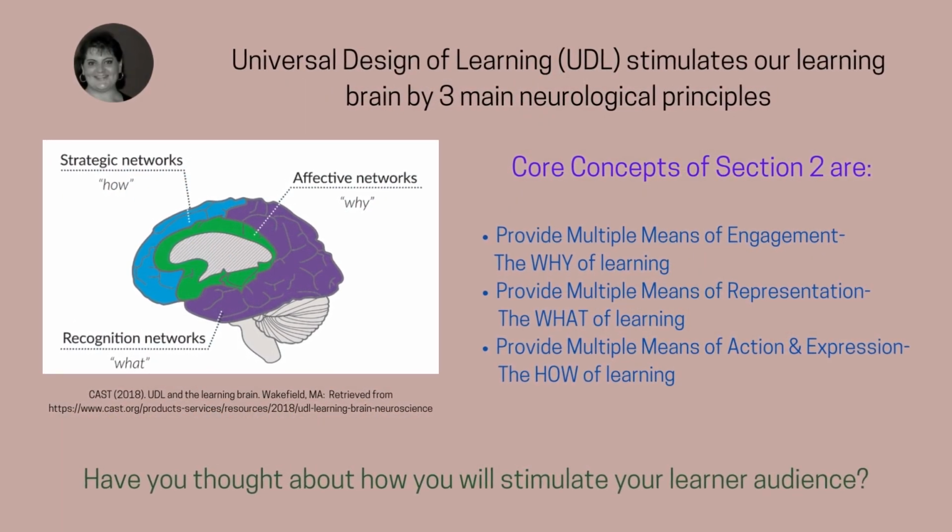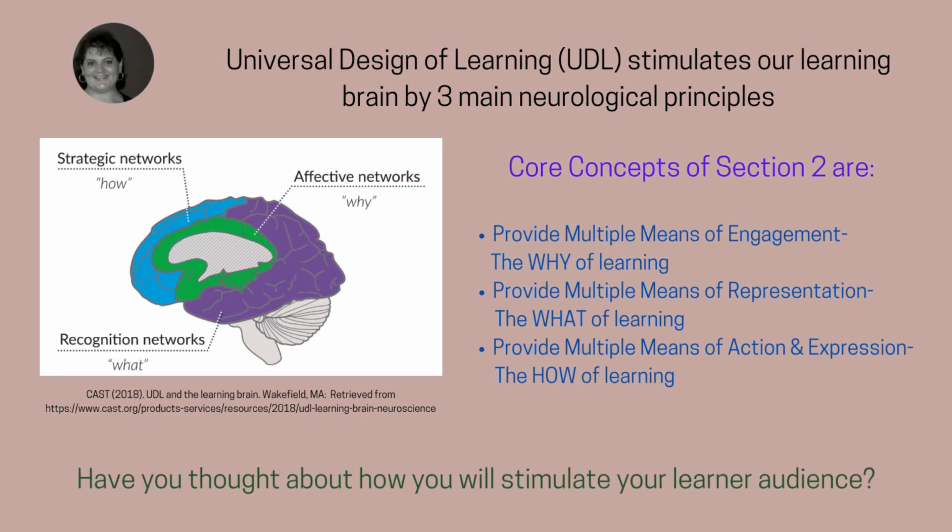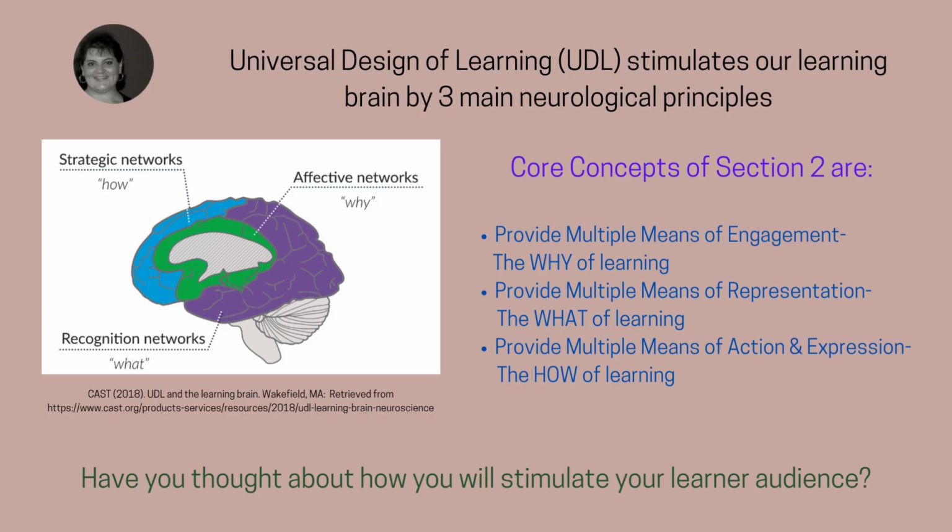Universal Design of Learning, or UDL, stimulates our learning brain by three main neurological principles. And these three neurological principles are the core concepts of Section 2. One is to provide multiple means of engagement, the why of learning. Two, to provide multiple means of representation, the what of learning. And three, to provide multiple means of action and expression, the how of learning.